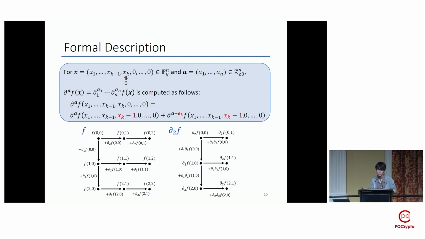Then, following this formula, we can enumerate the given polynomial f in this lexicographic order. And the important thing is that for these 6 points of ∂_2 f required to complete the enumeration of f, we can also enumerate these 6 points of ∂_2 f following the above formula in the lexicographic order. And so we can recursively enumerate all derivatives in lexicographic order.